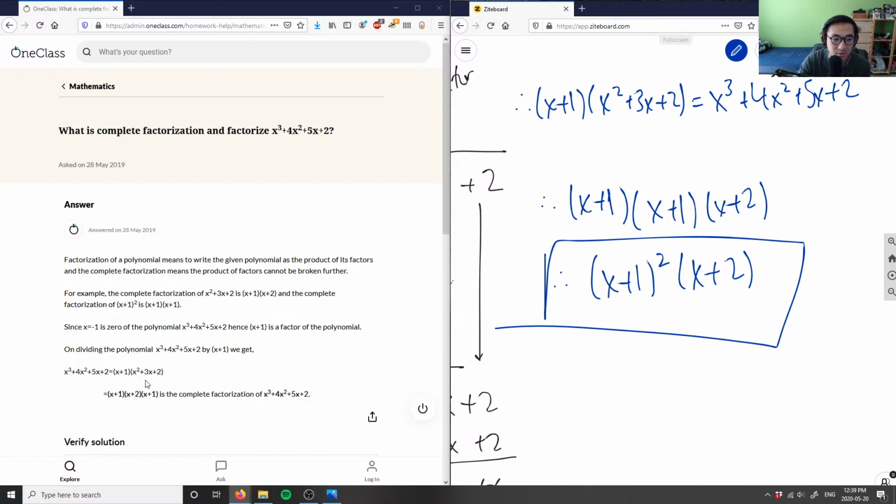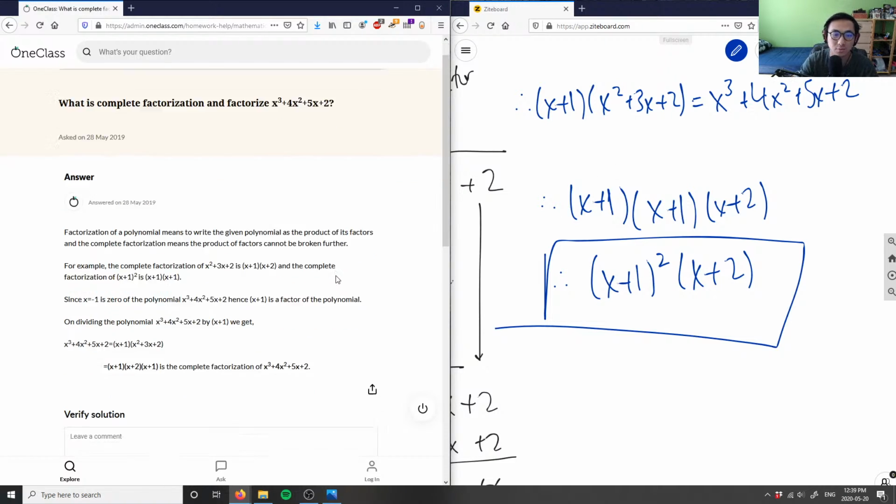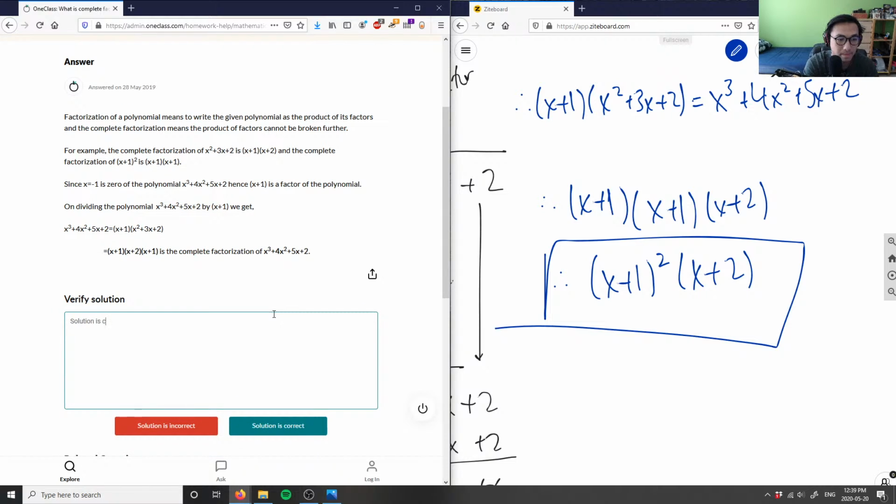And as you can see, this here is the correct answer as well. They have x plus 1, and x plus 2. I wrote it like this, but it's also the correct answer as well. So the solution is correct. Good analysis.